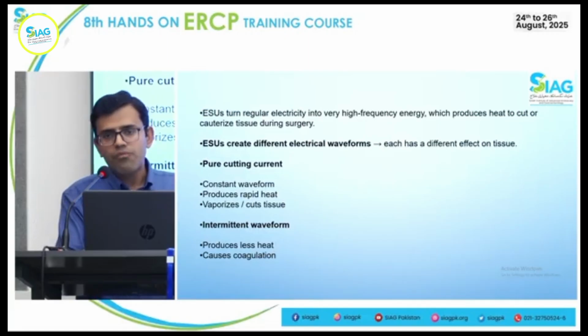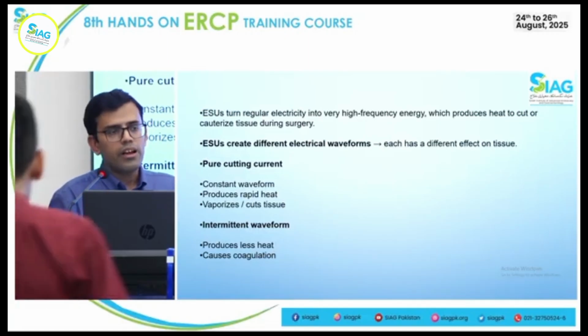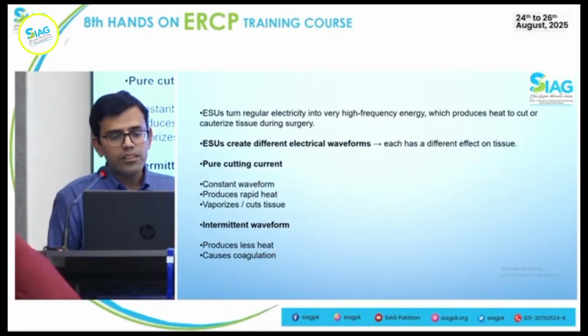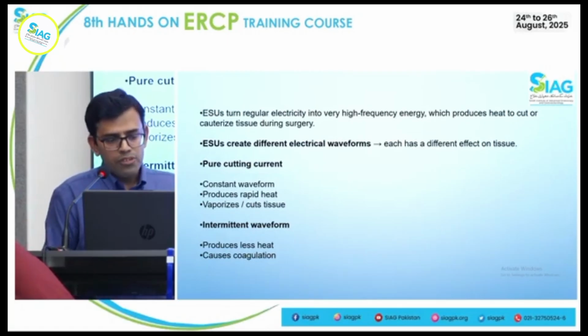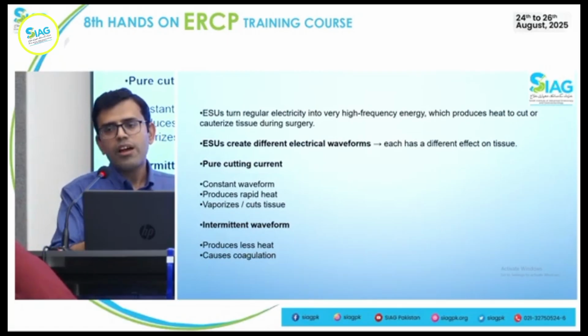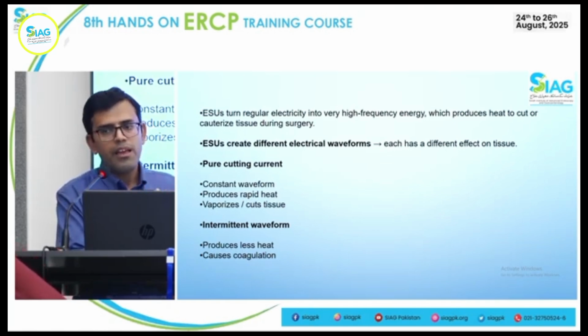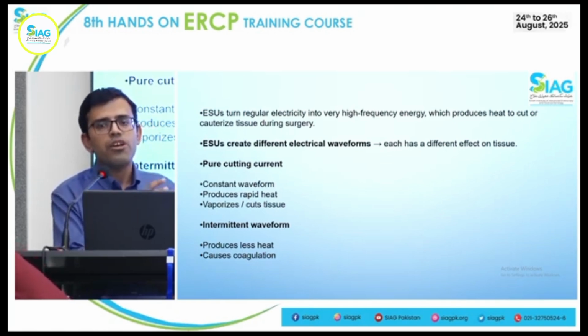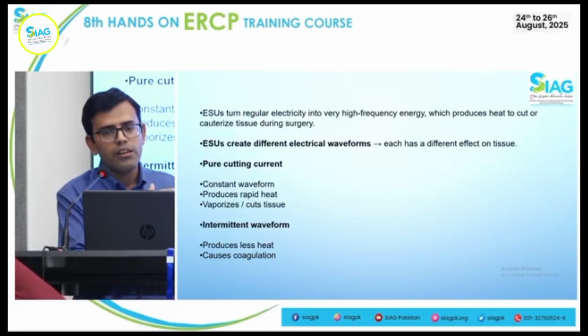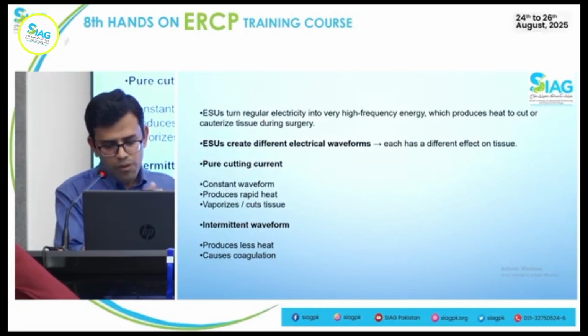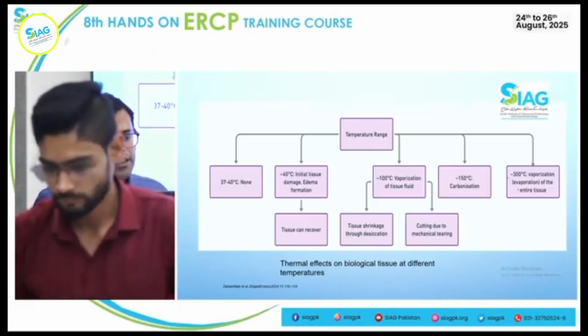So we have three different types of waveforms: the cutting current, the blended current, and the coagulation current. Obviously, if there is a rapid rise in temperature above 100, it will lead to a cutting current. If there is a gradual rise in temperature between 60 to 100 degrees C, it's a coagulation current. The blended current is in between. We will see some other factors too.